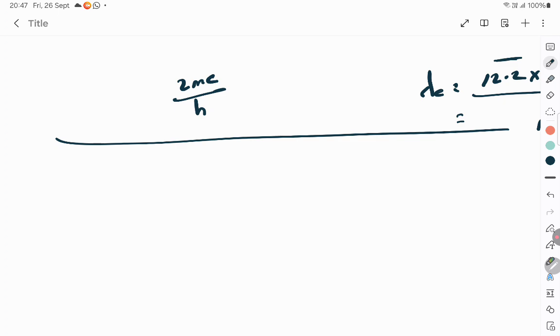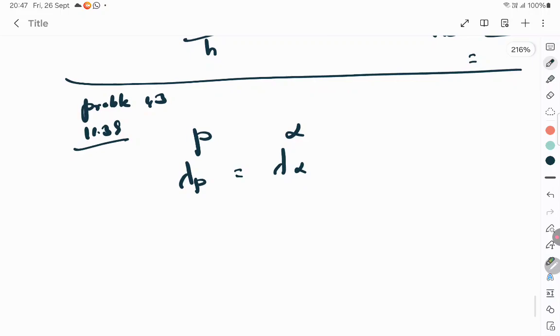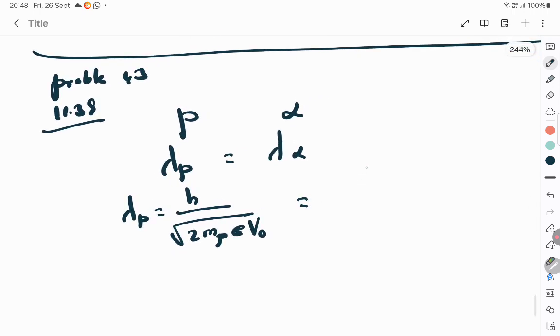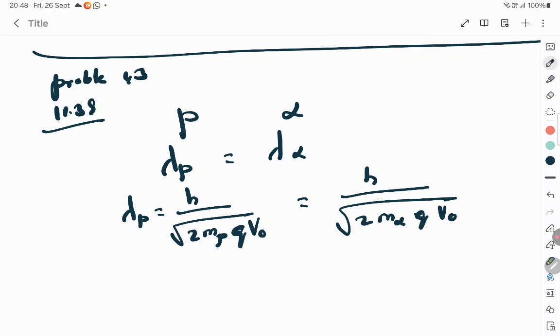The next sum that I would like to do is this sum which has been repeatedly coming for every exam. Problem number 43 in page number 11.39: calculate the ratio of accelerating potential required to accelerate a proton and alpha particle to have the same de Broglie wavelength. So the de Broglie wavelength of the proton should be equal to that of the alpha particle. The formula is h by root of 2m. Since they're talking about potential, I should write not kinetic energy but eV, the accelerating potential. This is for the proton, which is also equal to h by root of 2 into mass of the alpha particle into charge of the alpha particle into the stopping potential. And this stopping potential ratio is what they're asking.